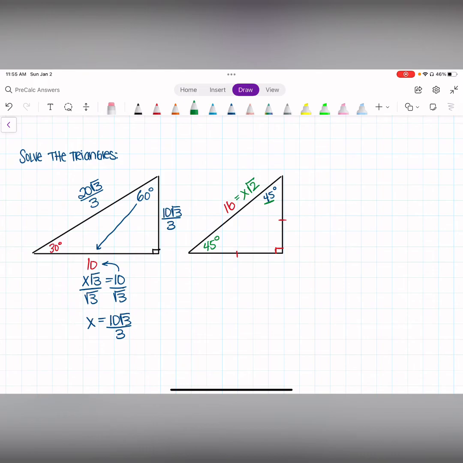So again, to find our leg side, we're going to solve our little equation here. Divide both sides by root 2. So I get 16 root 2 over 2, and we'll simplify that down to 8 root 2. You could always double check by using your Pythagorean theorem, but that's a quick reminder on our 30, 60, 90 and 45, 45, 90.